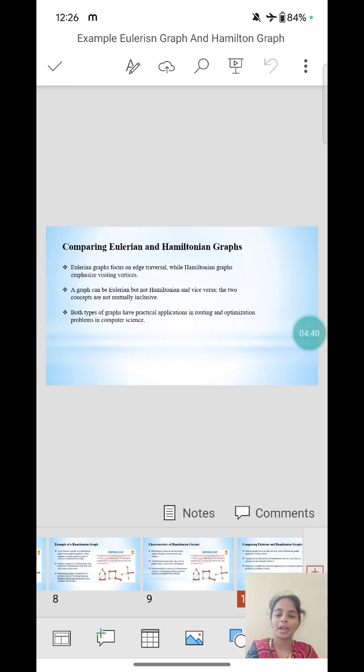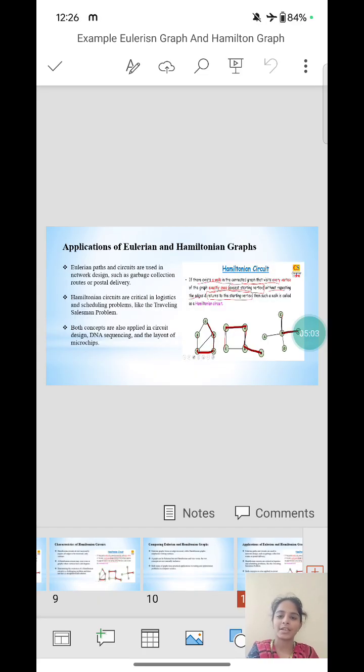Comparing Eulerian and Hamiltonian graphs. Eulerian graphs focus on edge traversal, while Hamiltonian graphs emphasize visiting vertices. A graph can be Eulerian but not Hamiltonian, and vice versa. The two concepts are not mutually inclusive. Both types of graphs have practical applications in routing and optimization problems in computer science.